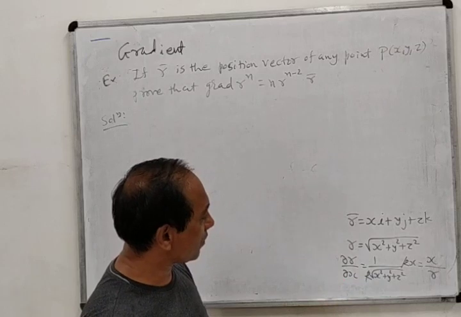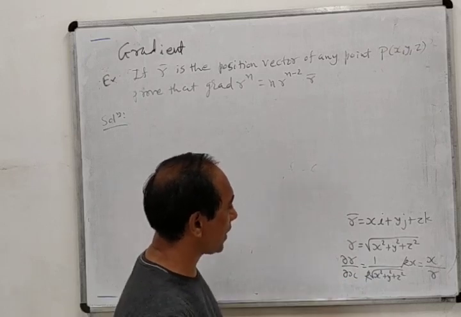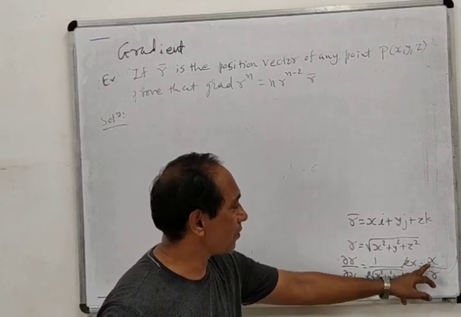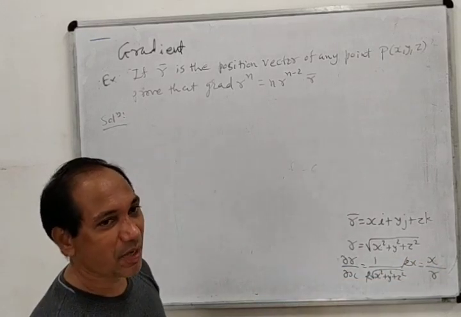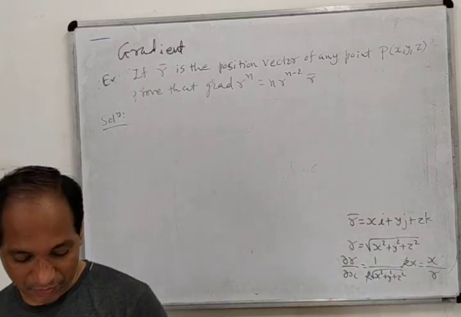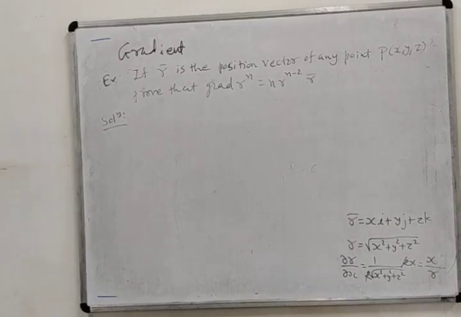Once we know the derivative of r with respect to x, then the derivative of r with respect to y we can write directly. Simply we require to replace x by y. That means del r by del y will be y upon r, del r by del z will be z upon r. Okay? So no need to find out the derivatives again and again. So this problem is related with the symmetric form.